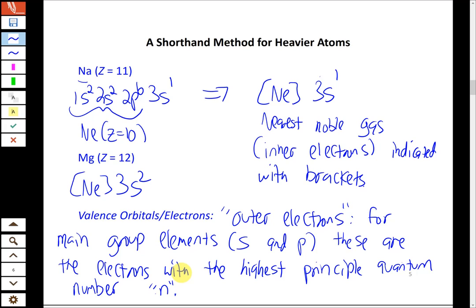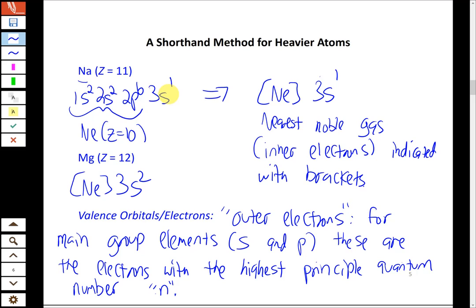So if we look at sodium here, and especially if we focus on the full configuration, the highest principal quantum number n is 3. That's the 3s subshell that has 1 electron in it. There's only 1 electron that has n equals 3. It's that 3s electron. So that means sodium has 1 valence electron.